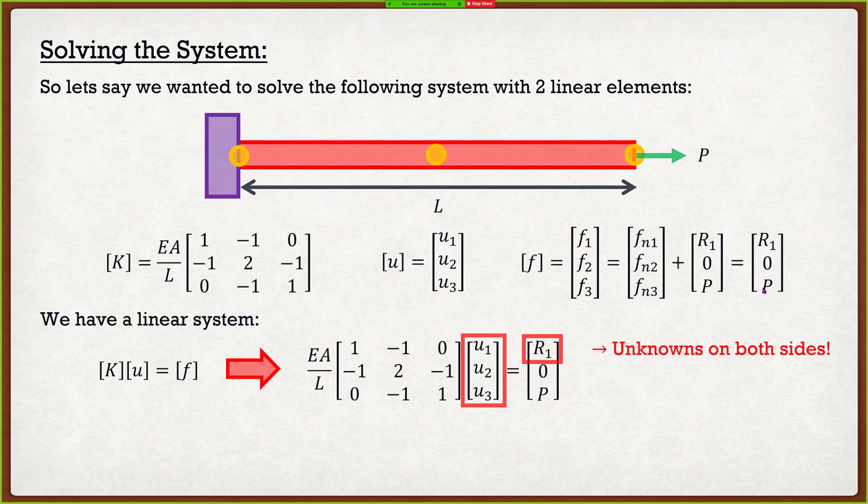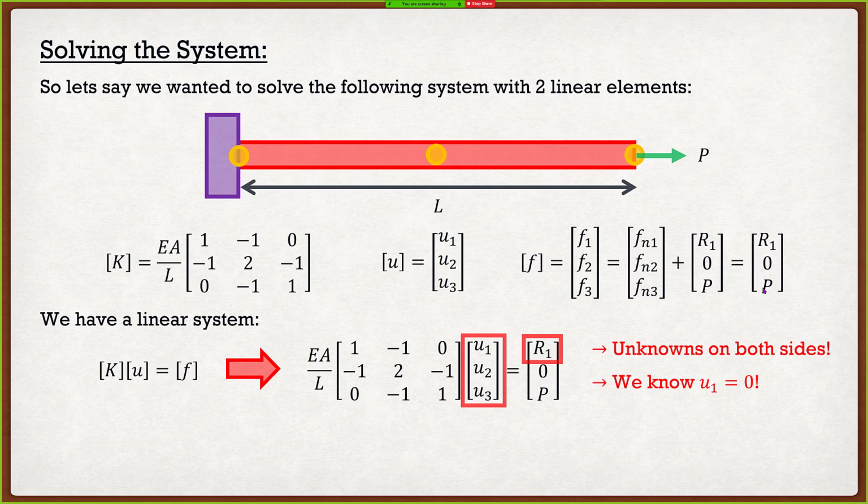What do you guys think? Oh, Oswald, right on the money. We know that U1 is equal to 0. We know that the node at the very end on the left is fixed. Therefore, the displacement there, U1, must be equal to 0.